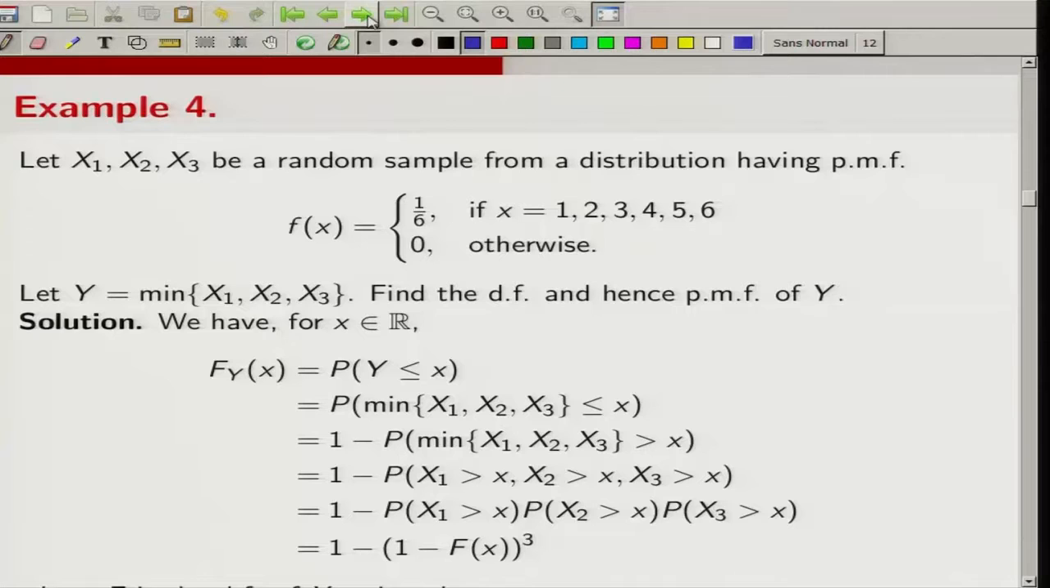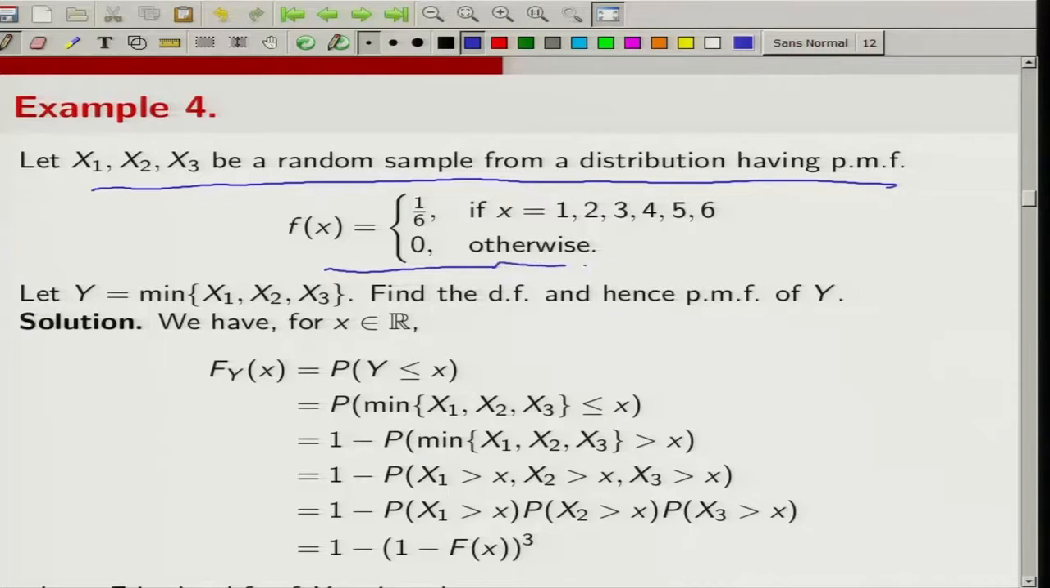Let us consider another example. Let X1, X2, X3 be a random sample from a distribution having probability mass function given by this function, which is 1 by 6 if x equals 1, 2, 3, 4, 5, 6 and 0 otherwise. So, what it means is X1, X2, X3 are independent, and each of them has the same PMF which is given by this quantity.